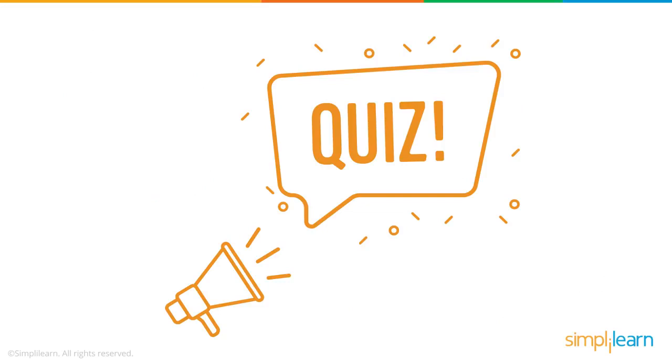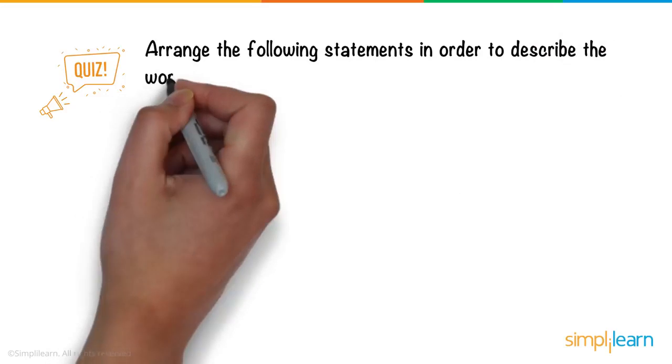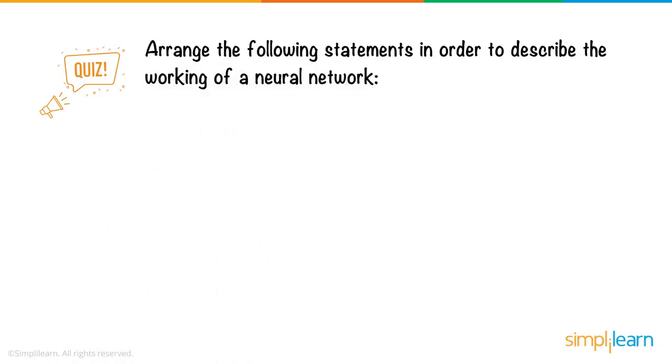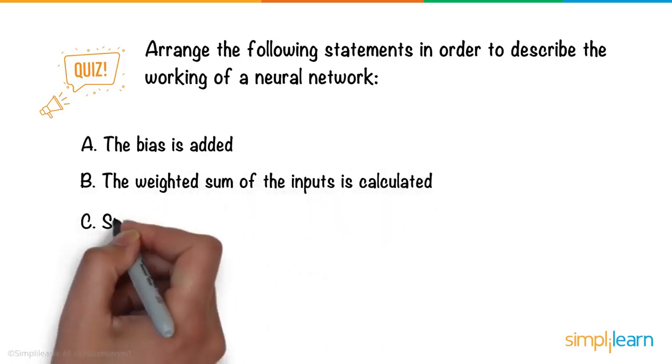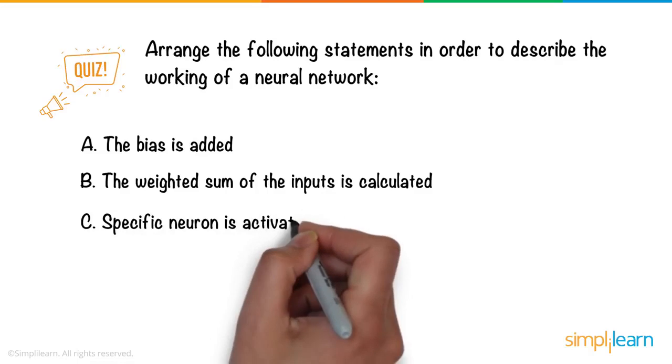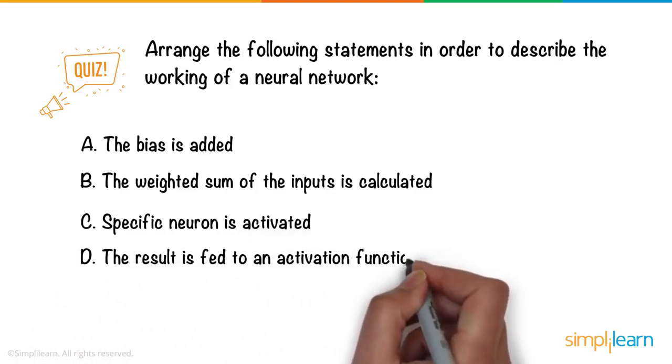So, here's a short quiz for you. Arrange the following statements in order to describe the working of a neural network. A. The bias is added. B. The weighted sum of the inputs is calculated. C. Specific neuron is activated. D. The result is fed to an activation function.